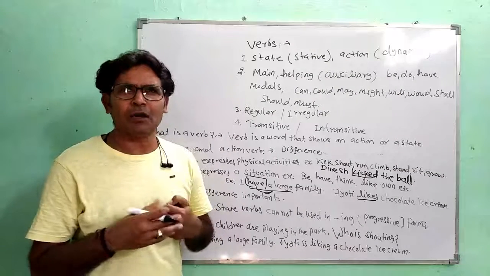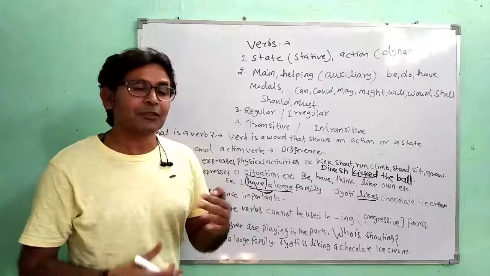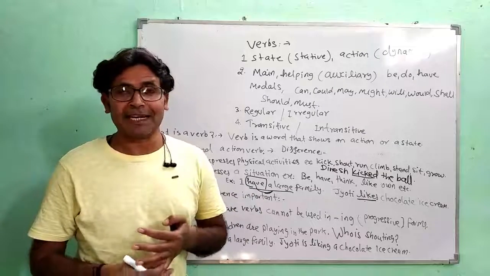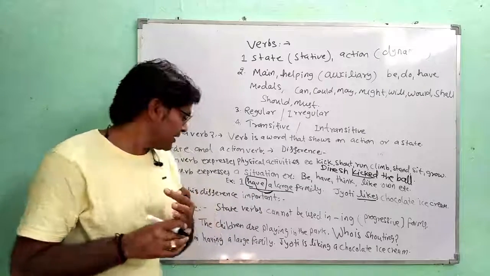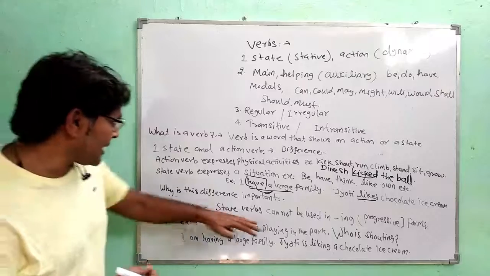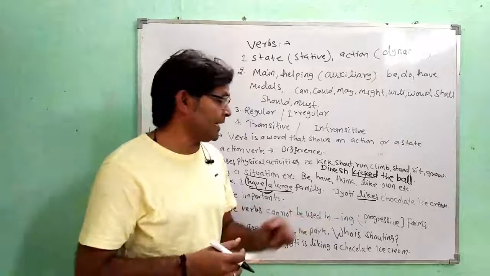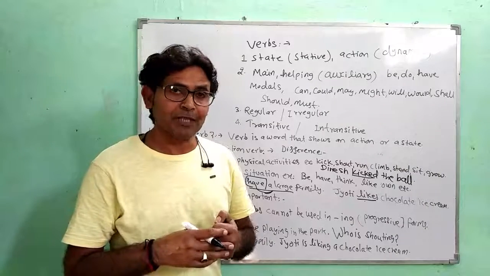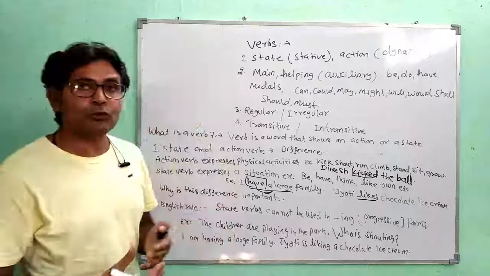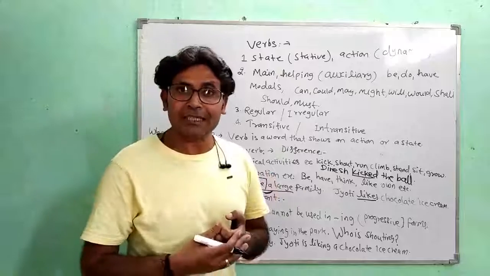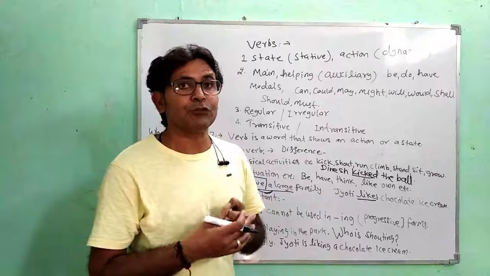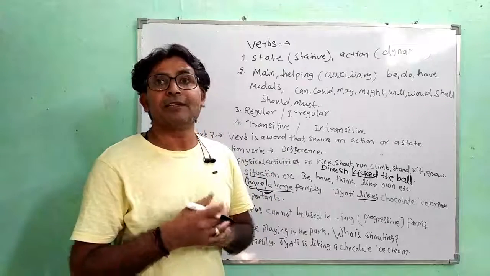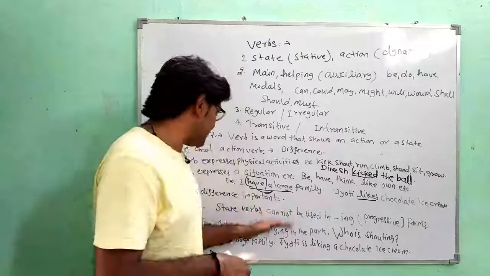Why do we need to learn this difference? Yeah. So there is an important rule in English grammar, that is state verbs cannot be used in ing form. What does that mean? It means we cannot use ing forms with state verbs, but we can use ing forms with action verbs. So let's take some examples.